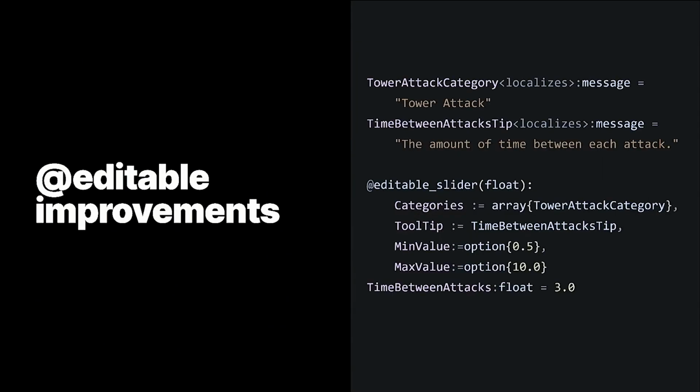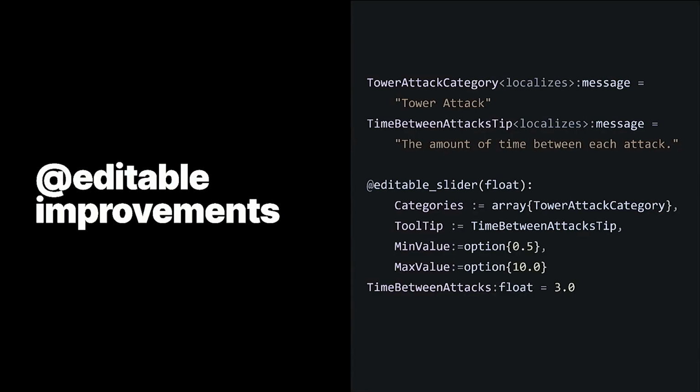So, editable. This is really cool. Say that you have a property in a class called time between attacks, a float, and you want to be able to edit it in the editor. You can add the editable slider attribute onto it. That's one of the family of editable attributes you can add. And here, what you can see we've done is we've given it a category. The category dictates where in the editor it'll show up. So the editor will organize your editable properties into categories. And you can even give it a tooltip.